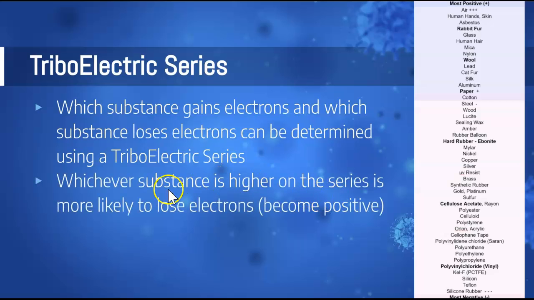So whichever substance is higher on this triboelectric series is the more likely one to actually lose electrons. So if you see up at the top, these are the most likely to be positive. So things like air, skin, rabbit fur, hair, wool, that sort of thing. As we travel down further and further, these substances are more and more likely to take electrons away and become more and more negative. So something like silicon or Teflon, for example, will very strongly pull electrons away from other substances.